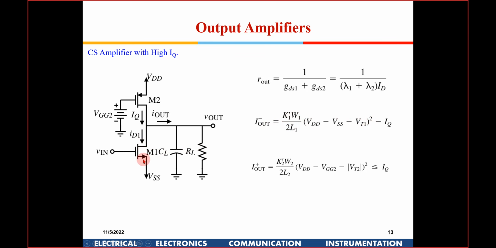But when this is pulling down the max current, this transistor also should be on. So this minus this current is the maximum current which can be pulled from the load. Now, is this equation clear to all of you?